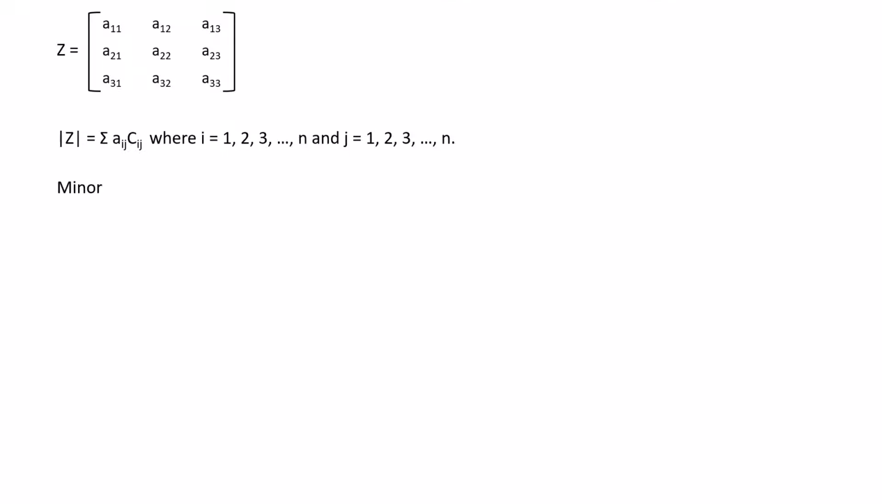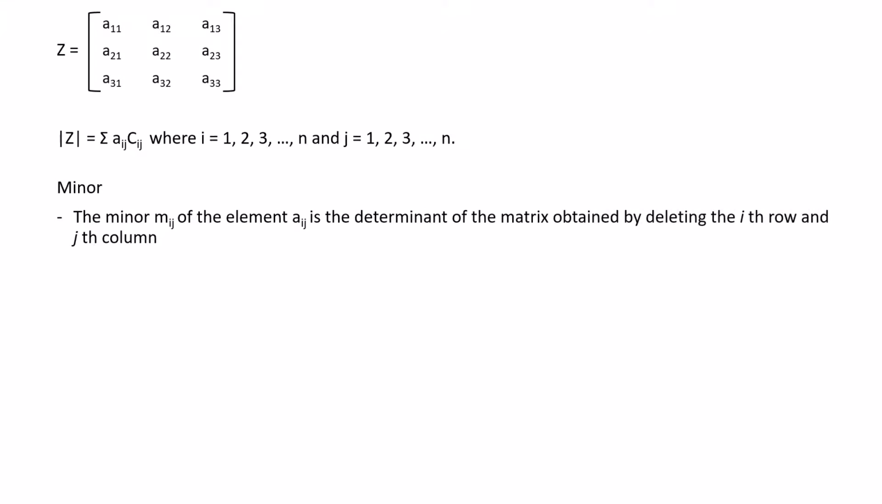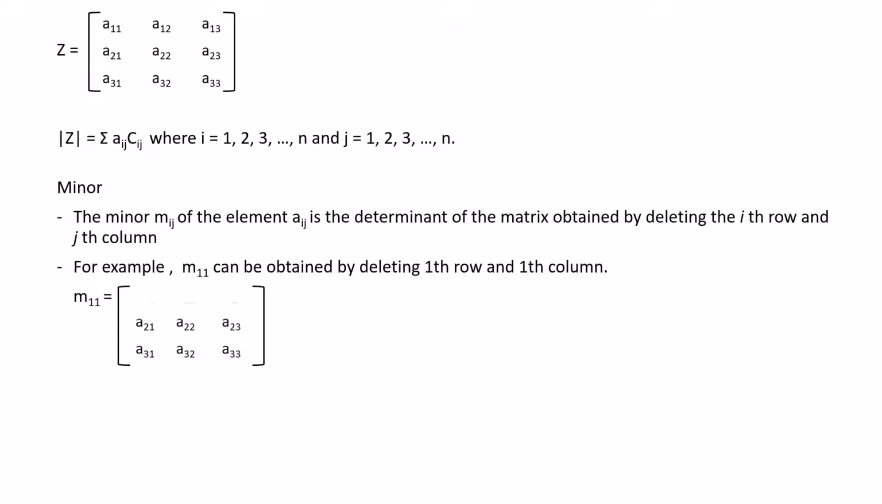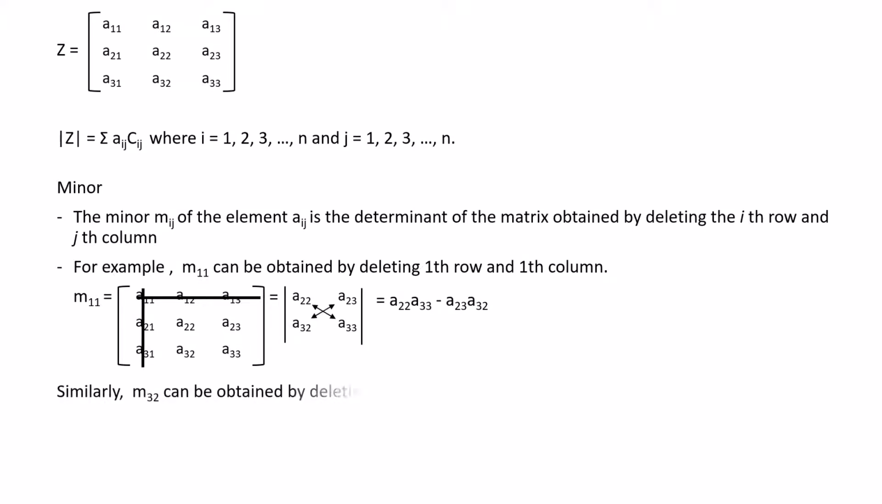Let us understand the concept of minor. The minor of the element in the ith row and jth column of a matrix can be obtained by deleting the ith row and jth column. For example, the minor in the first row and first column can be obtained by deleting the first row and first column. We are left with only a 2 by 2 order and use the concept of AD minus BC, where A multiplied with D minus B multiplied with C.